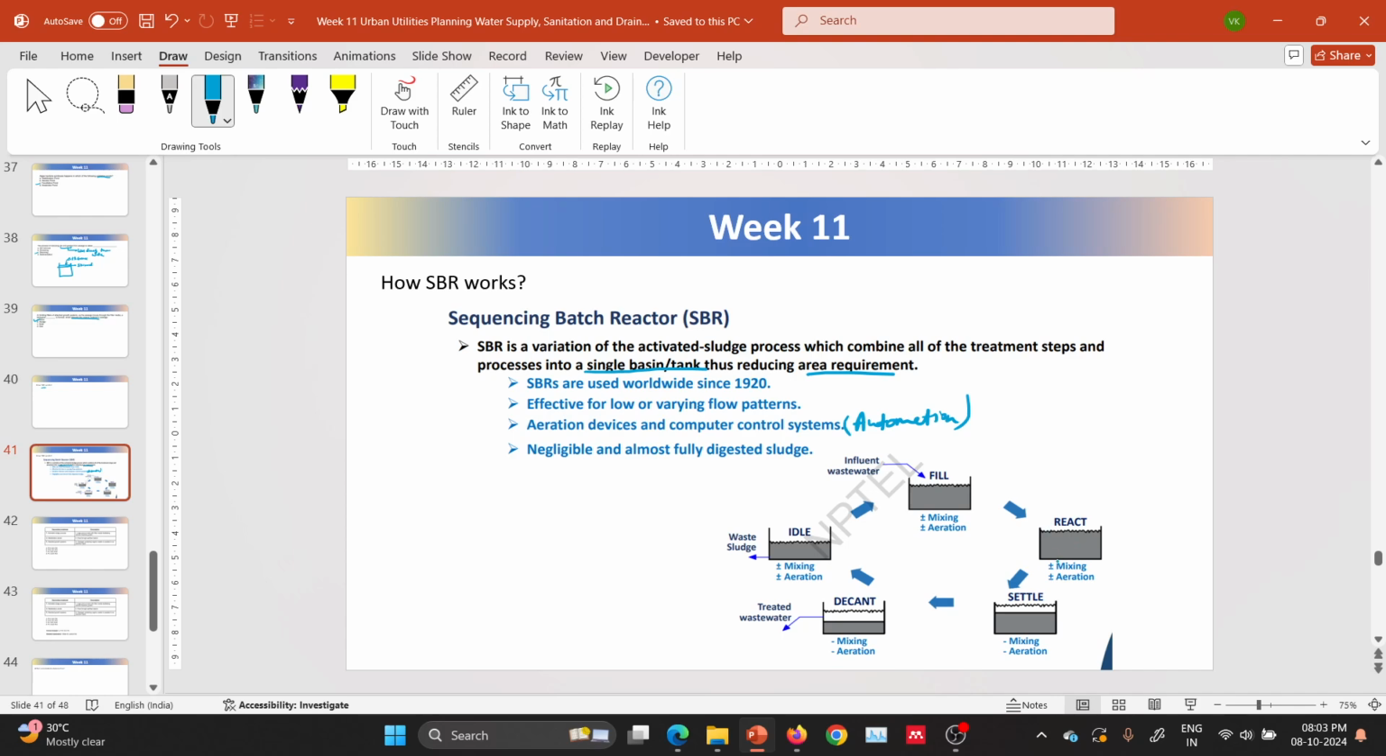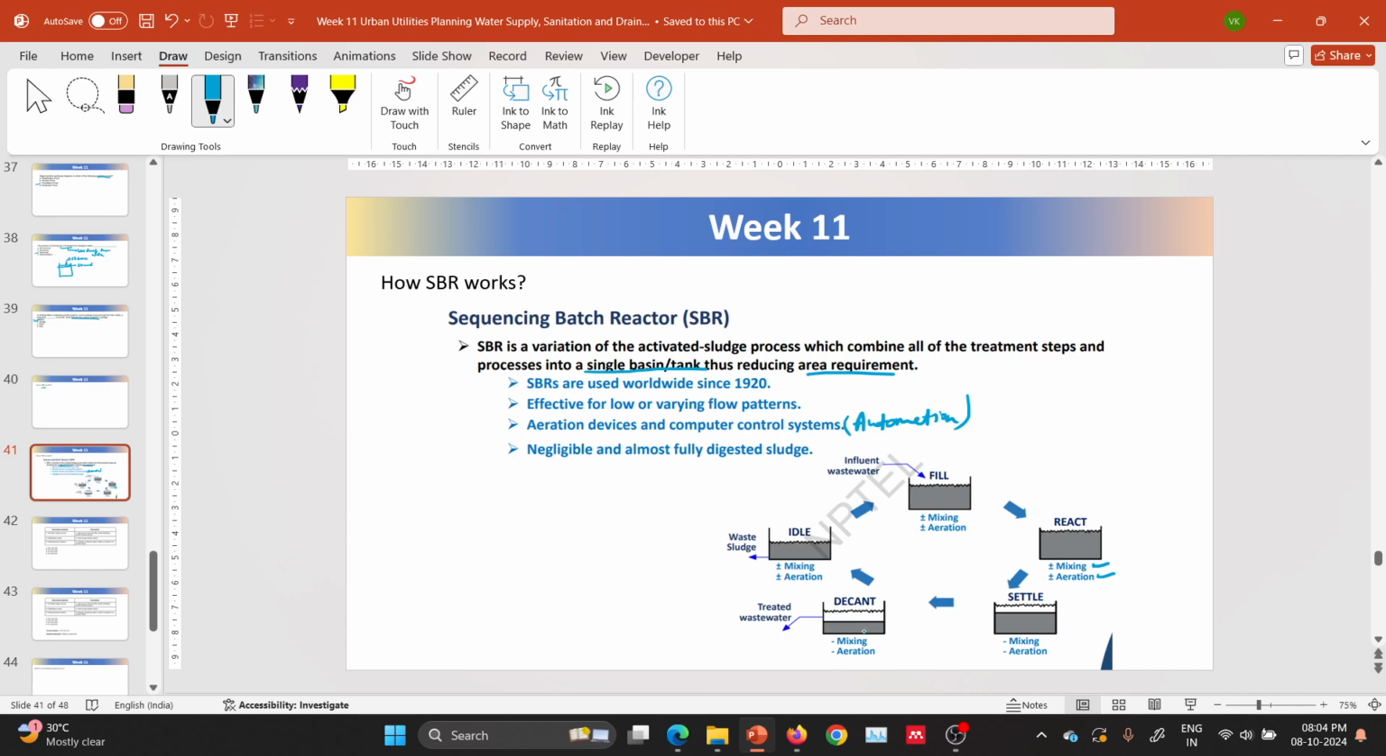And after then the reaction phase. In the reaction phase, mixing and aeration is provided, and then it is allowed to settle. So we will stop the mixing, we will stop the aerators, and then it is allowed to settle, because the microbes which were produced due to this reaction phase will settle at the bottom, and then after the settling phase we will decant, we will remove the water from the top, and that treated water is further sent for the next treatment processes.